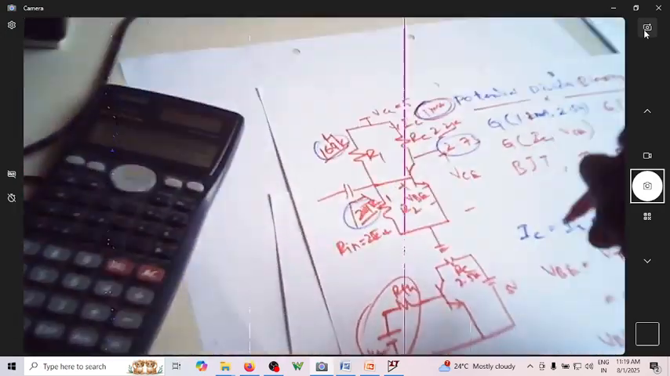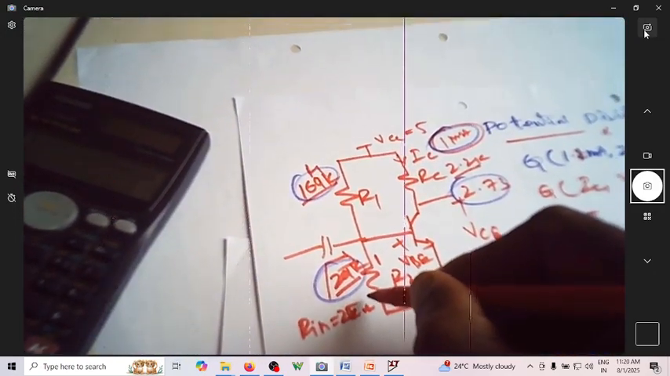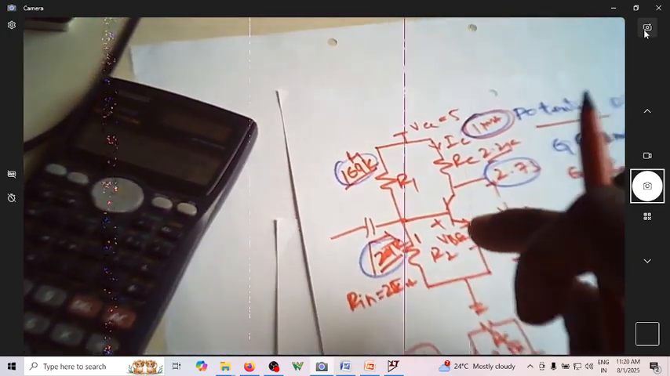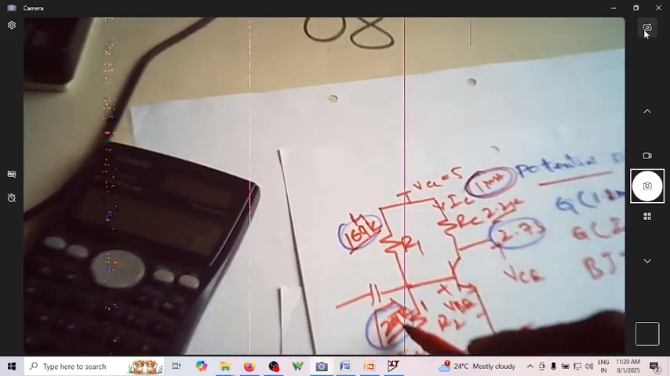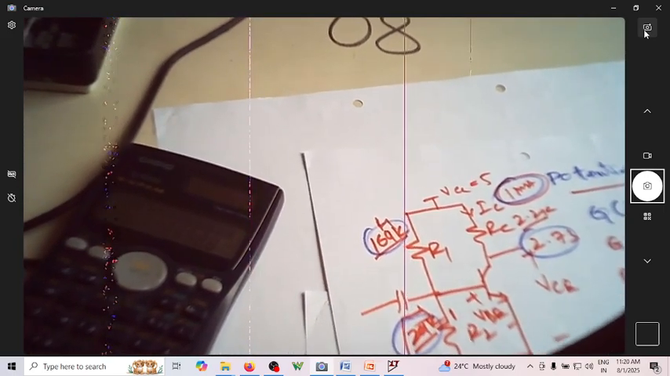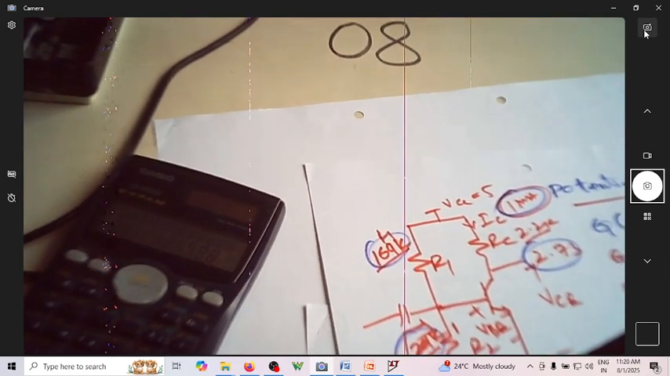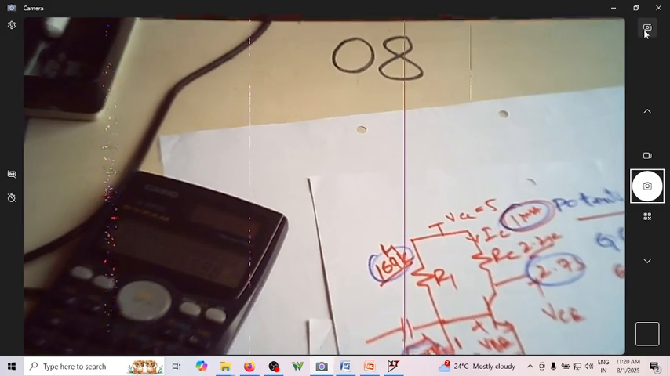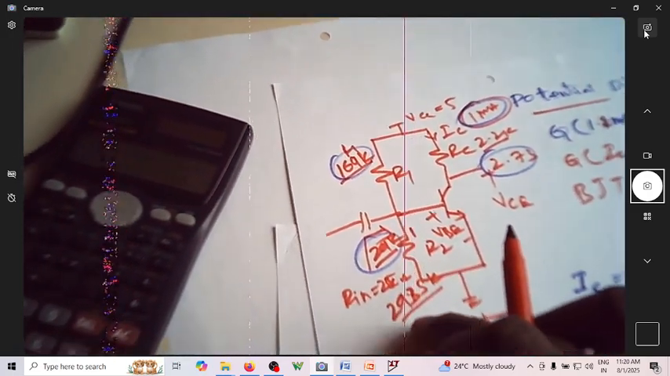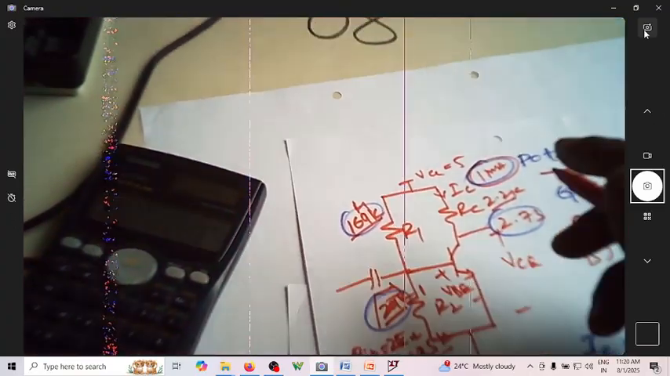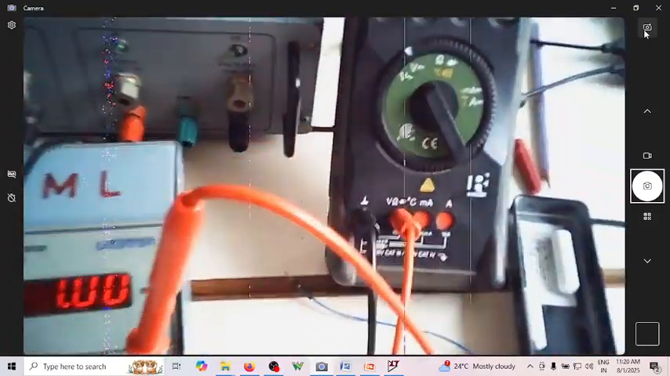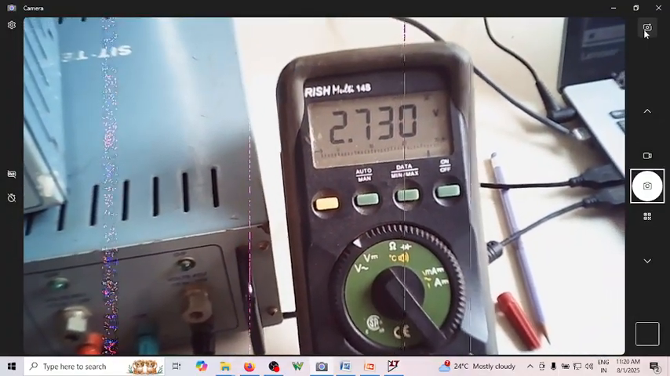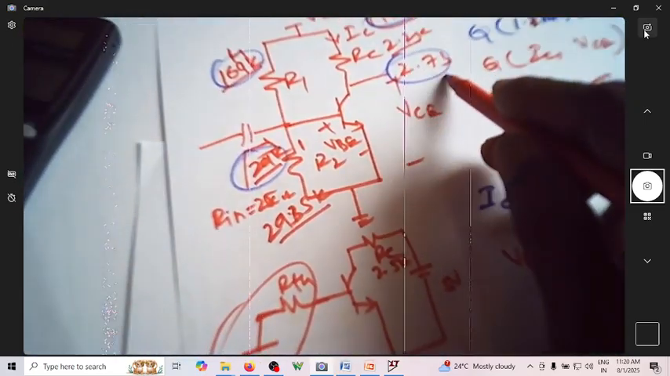Why I've slightly adjusted this is because this is a practical circuit, the values may slightly change from then to now and now to later. This is not changed from 29K to a very large value. 29.35 I have just changed it. This is a very small change, in terms of hundreds of ohms, so that now I'm making a current of exactly 1 milliampere and a drop of the collector voltage is at 2.73. This is exactly what we got in simulation also.